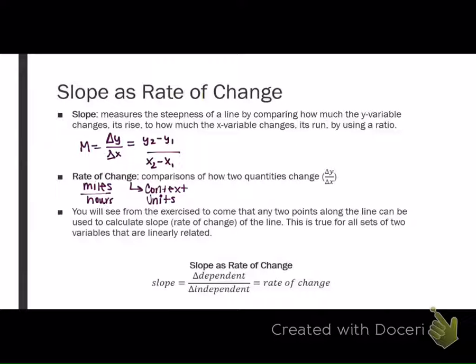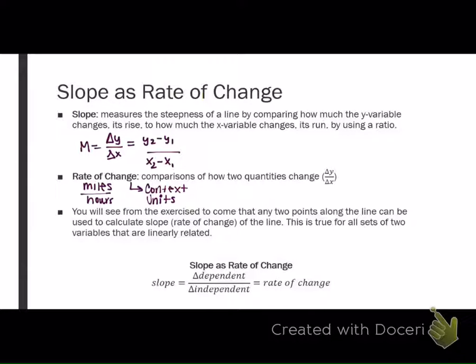So you will see from the exercises to come that any two points along a line can be used to calculate slope as rate of change. This is true for all sets of two variables that are linearly related. So remember, y is the dependent and x is the independent, just another name there. Just another really quick note here.